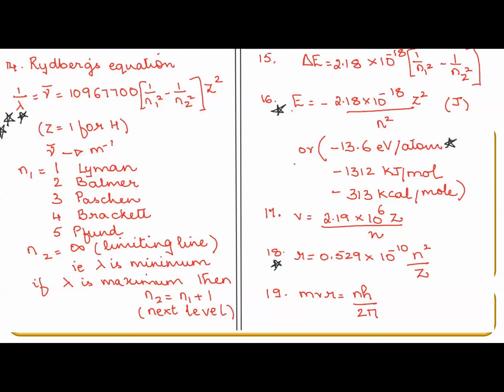So angular momentum according to Bohr's theory is equal to nh by 2 pi. n here is the shell or orbit. Which orbit is it present in? The first, second, K, L, M, N, which is it present in? 1, 2, 3, 4, and so on. So these are the formulas.